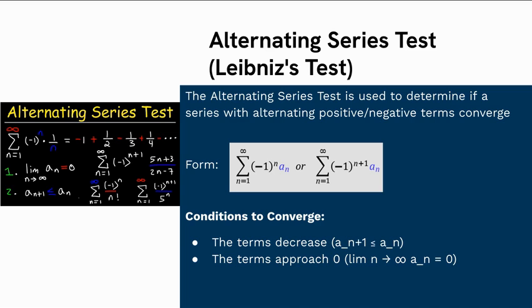We're going to be going over the alternating series test. It's basically a test used to determine if a series with alternating positive and negative terms converges. And they're usually in the form minus 1 to the power of n a sub n, or minus 1 to the power of n plus 1 a sub n. So the conditions for the alternating series test to converge are if the terms decrease, or a sub n plus 1 is less than a sub n, and the terms approach 0, or the limit as n approaches infinity of a sub n is equal to 0.